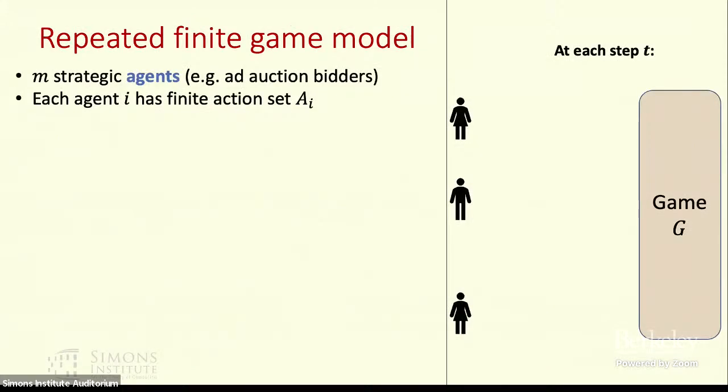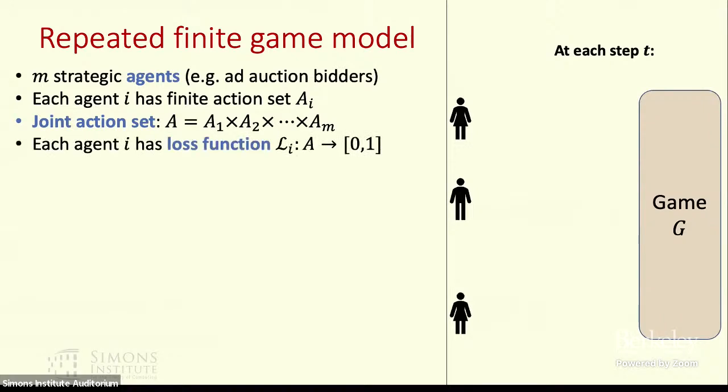But to explain exactly what the results are, I need to first formally introduce our model. We work in the following setting. We assume that there's M strategic agents. You can think of these as, for instance, bidders in an advertising auction. And each agent i has a finite action set A_i. The product of these agents' action sets is A, which is A_1 times A_2 all the way up to A_M. That's the joint action set.